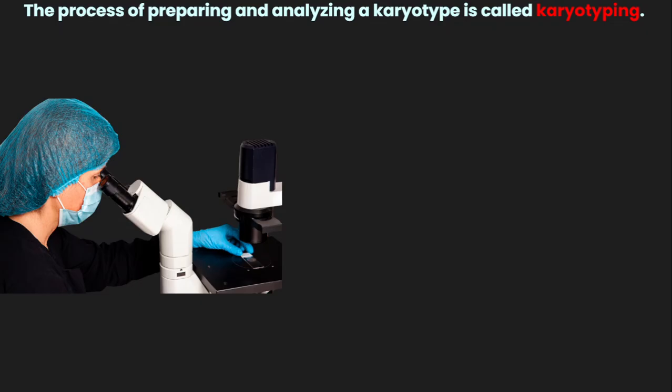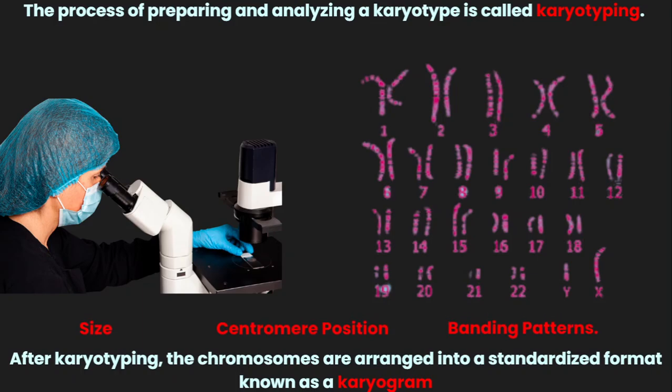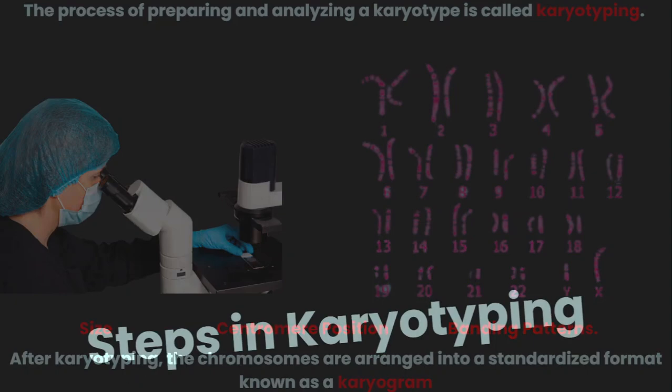The process of preparing and analyzing a karyotype is called karyotyping. After karyotyping, the chromosomes are arranged into a standardized format known as a karyogram, where they are organized by size, centromere position, and banding patterns.